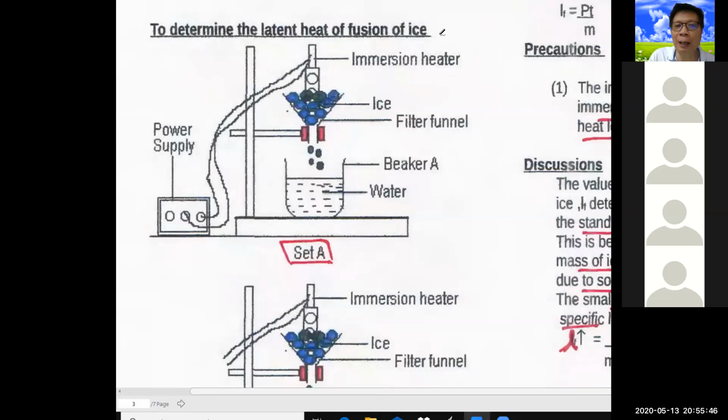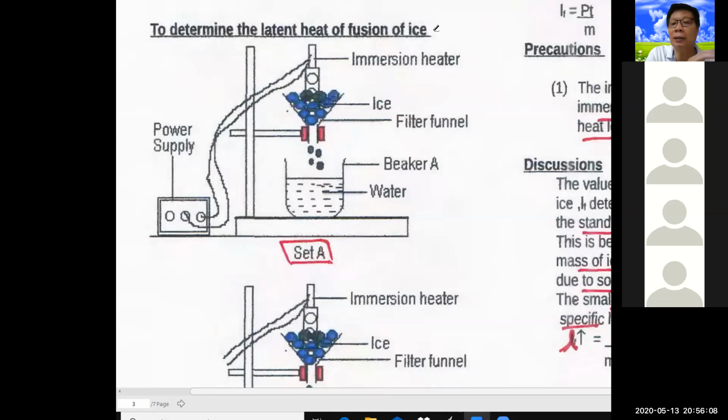We want to find out what is the latent heat of fusion of ice. It means we want to change 1 kilogram of ice from solid to liquid. How much heat energy do you need? That is the question. That is the meaning of finding the latent heat of fusion of ice.